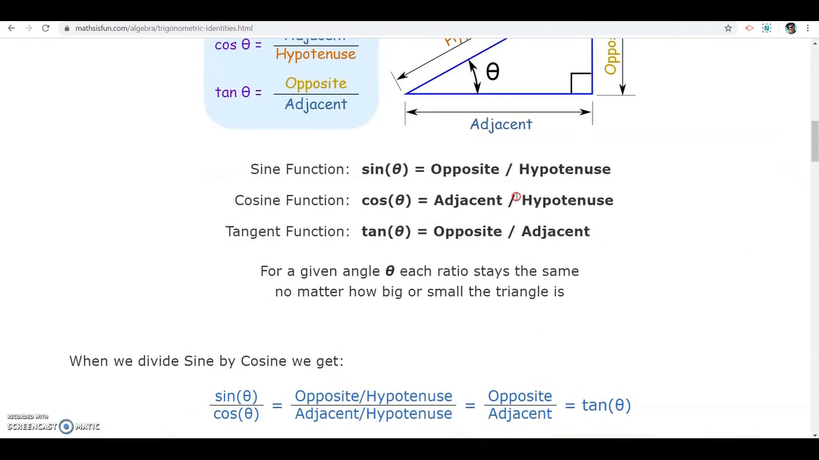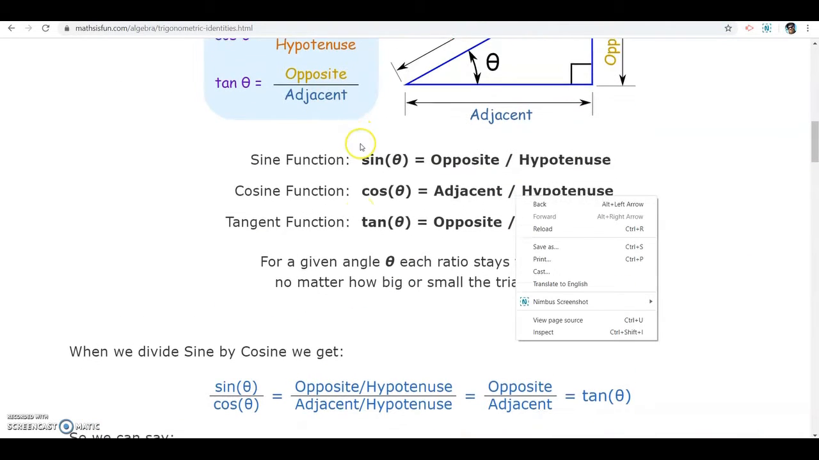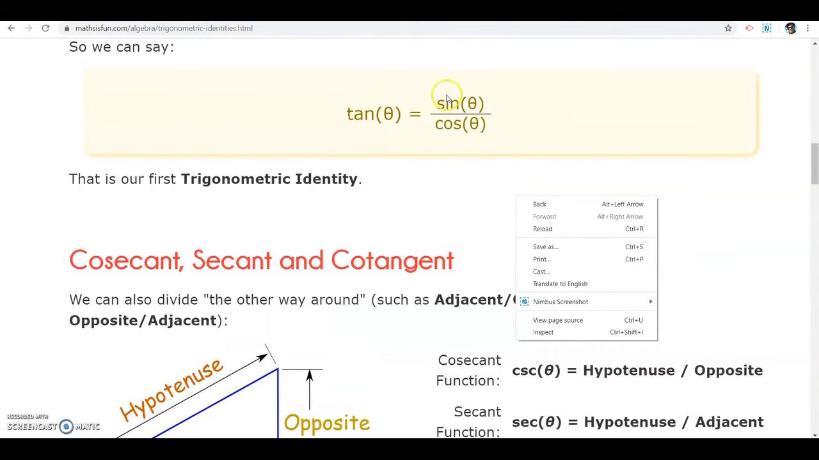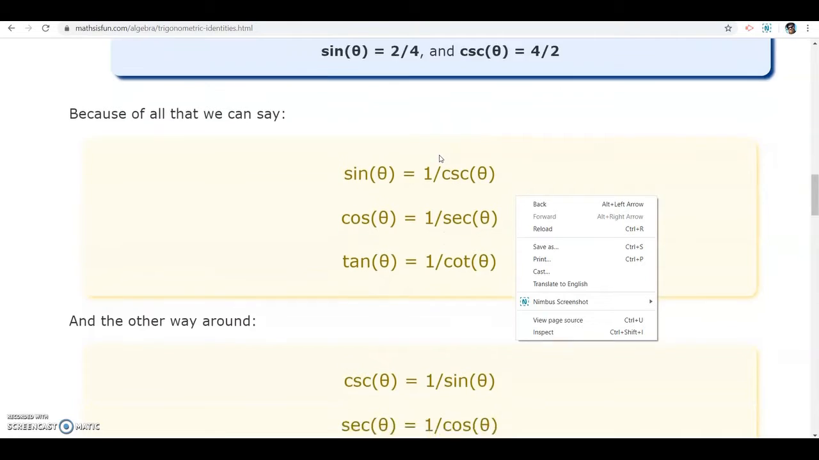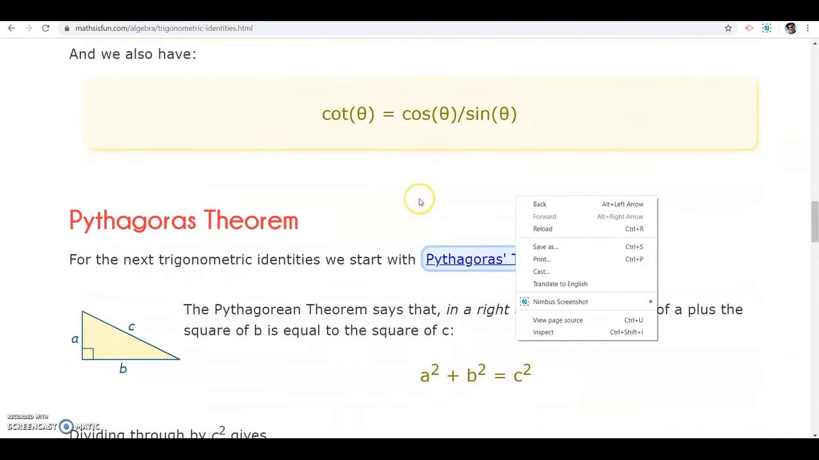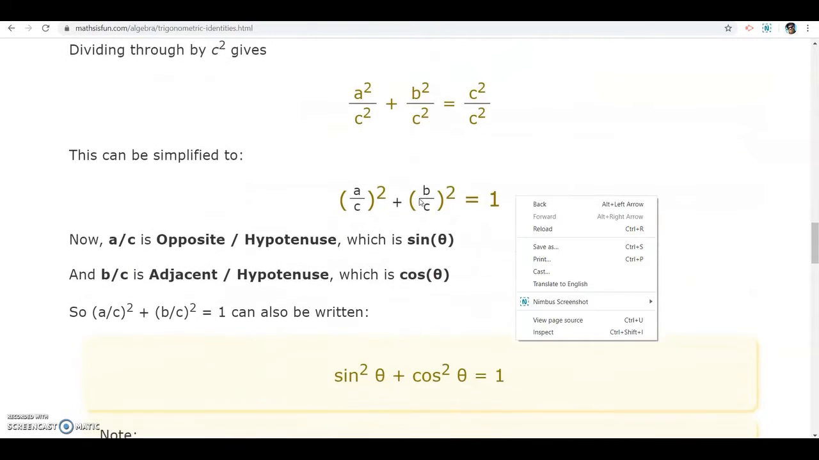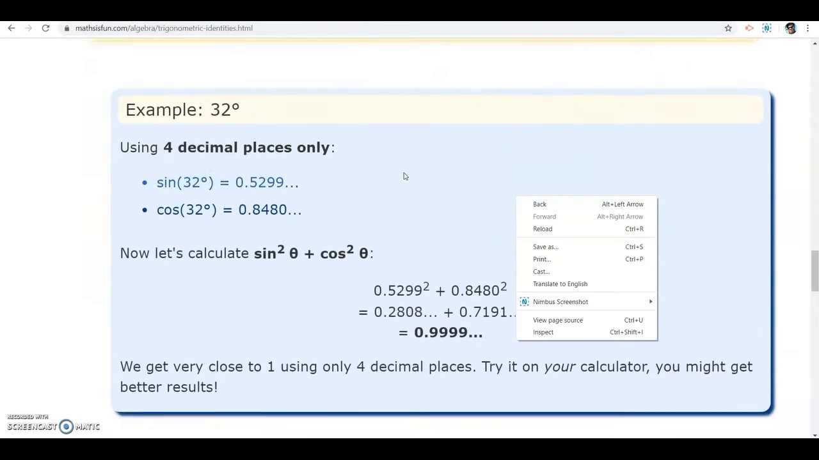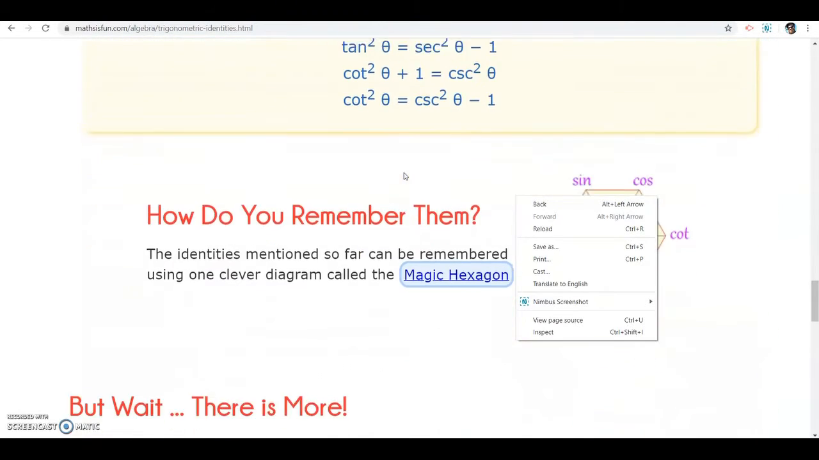So some of these are the base definitions, opposite over adjacent, all that stuff. Then there were the other ones. The tangent is actually sine over cosine. Then there were the inverses like secant and cosecant and so on. And then that famous Pythagorean one, which we used a lot. We got a lot of mileage out of it: sine squared plus cosine squared equals 1. And then there are variations on that.